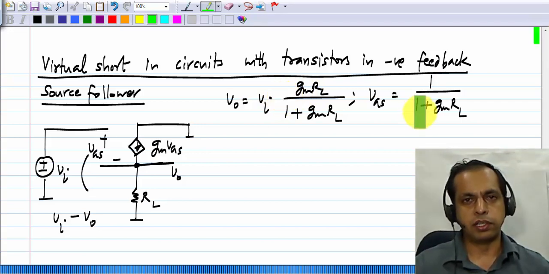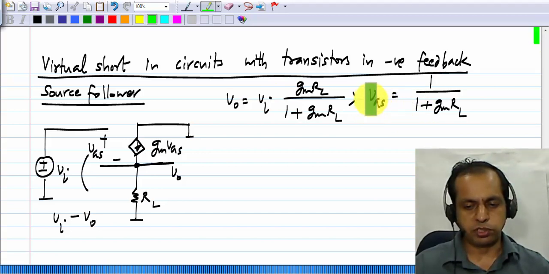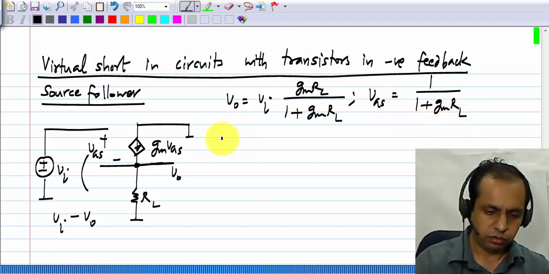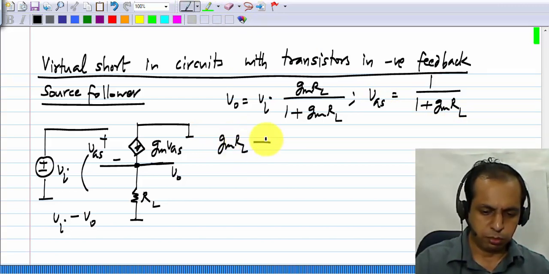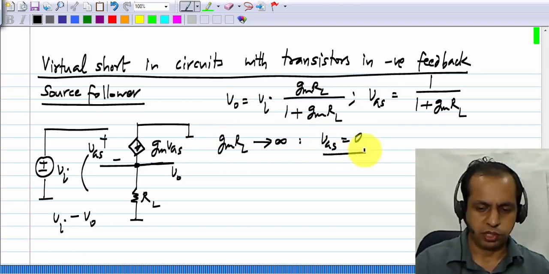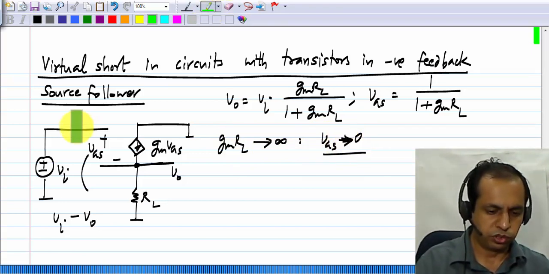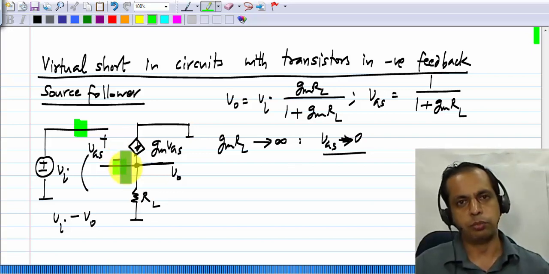Now we can discuss it in terms of VGS. What happens to the incremental VGS when gmRL becomes infinity? As gmRL tends to infinity, VGS becomes 0. VGS tends to 0. That is, there is a virtual short between the gate and source terminals.